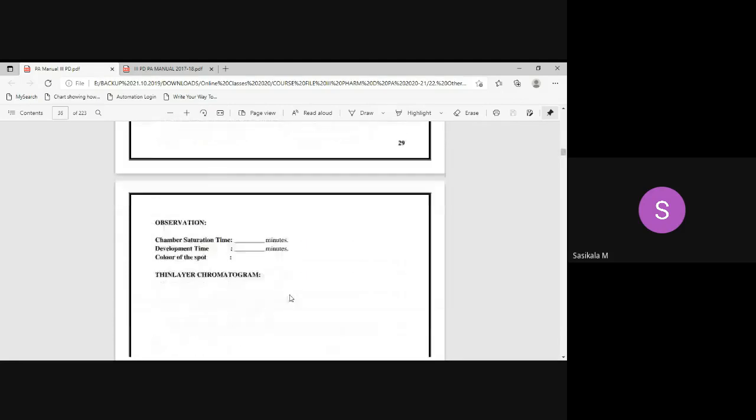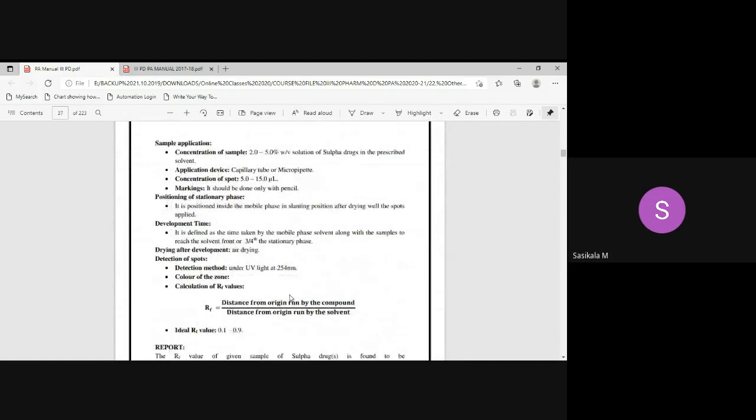Okay, so this is about mobile phase selection. Observation will be another calculation part. We'll see the next part, which is sample application. So now you have selected the stationary phase and the mobile phase.